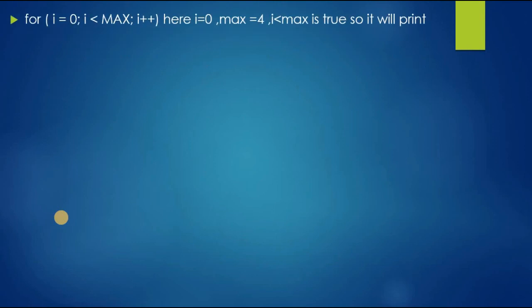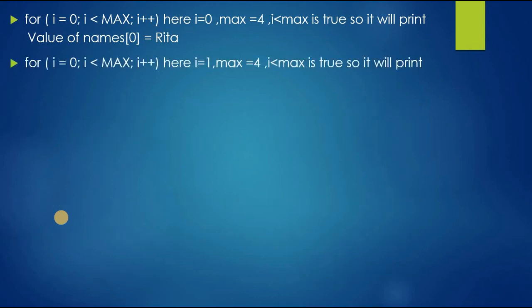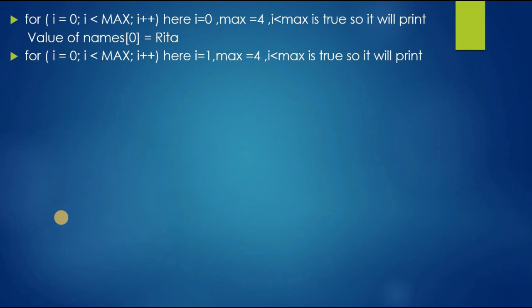First it will check the condition. Here the condition is true because i is 0 and max is 4. So the condition i is less than max is true. So it will print the value of names at the 0th address, which is Rita. Then again i is incremented. So i is less than max is true. So it will print the value of names at the 1st position, 1st address, which is Raj.